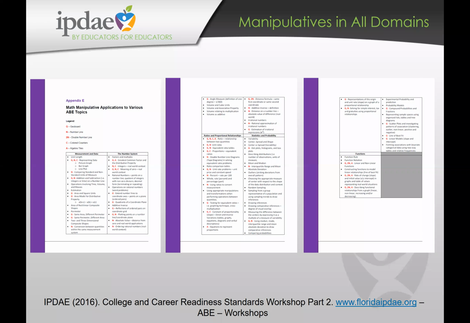So this is the one that I've been talking about. This is the handout that I shared during the face-to-face college and career readiness workshop. I created this handout, and I created a legend there. If you see a G beside the topic name or an N beside the topic name, you can use a number line for it. If you see a 2N, that's a code for using a double number line, or a C, that's when you can use a colored counter. And if you see an A, that's when you can use an algebra tile to teach that concept.